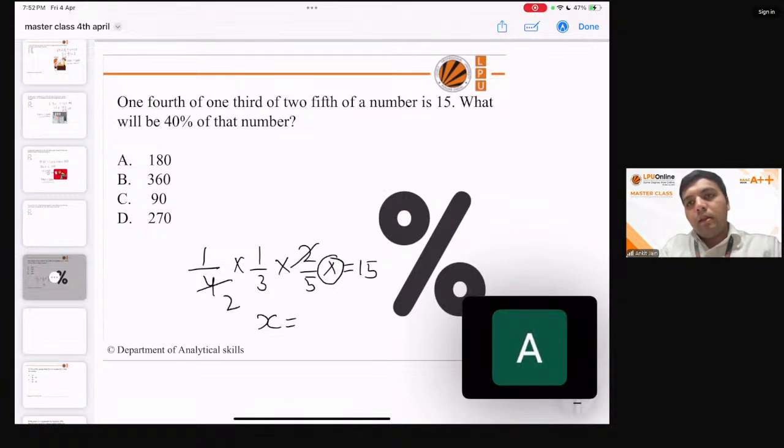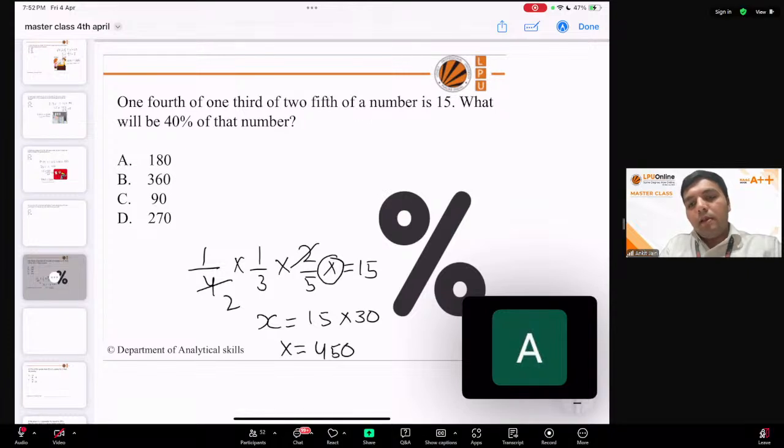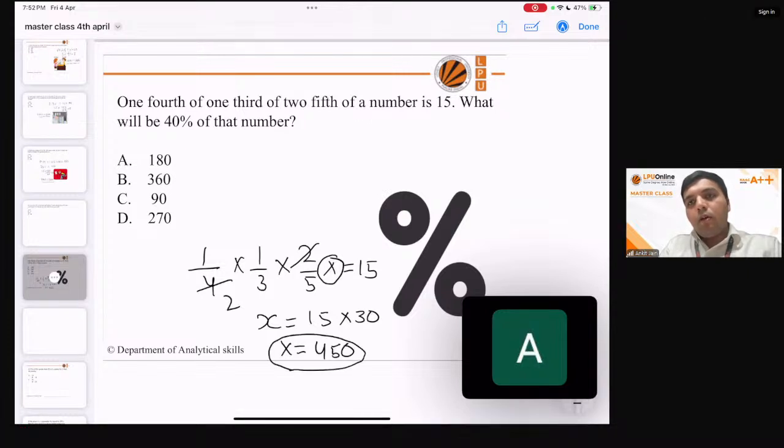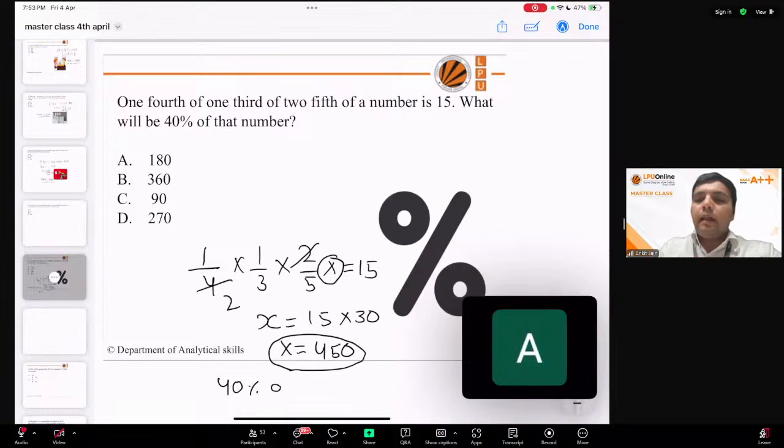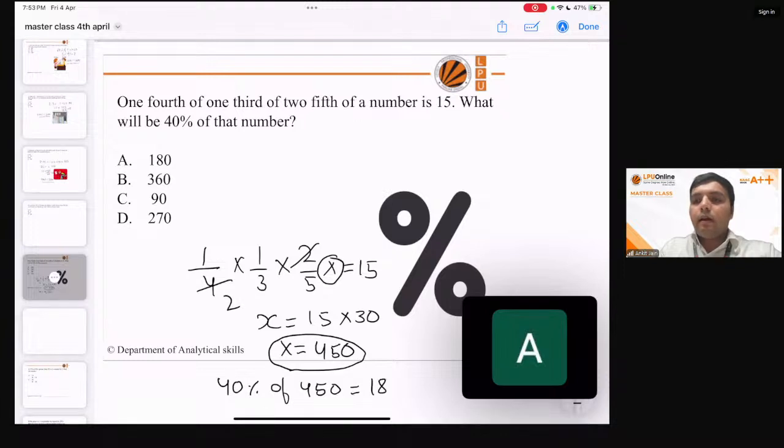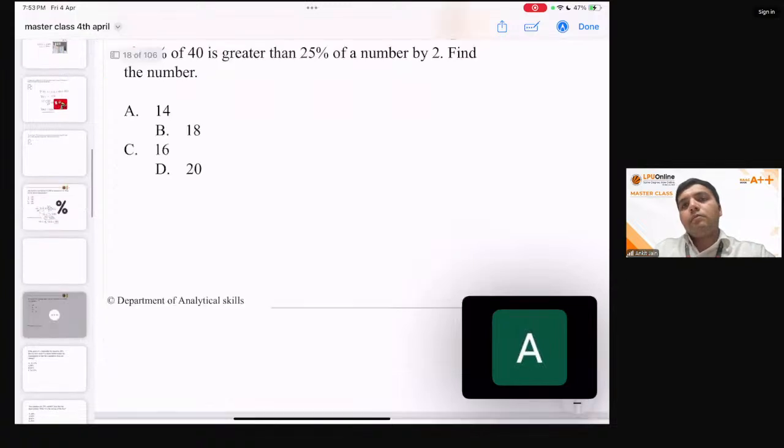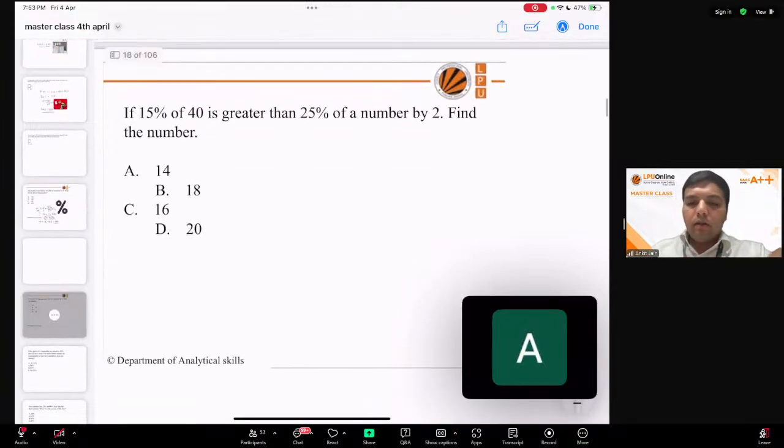see, this is 15. 15 into 30. 15 30s are 15 3s are 45. This is 450. Means the number is 450. What do you have to find? The 40% of 450. 10% is 45, 20% is 90. If 20% is 90, then 40% is 180. Answer is 180. Simple. Okay, the next question.